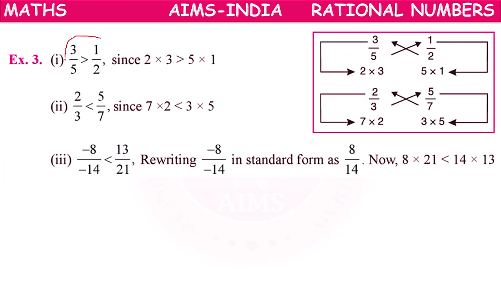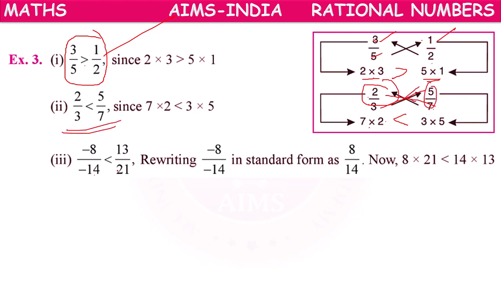So here, they have given 3 by 5, 1 by 2. 3 2 times 6, 5 1 times 5. 6 is greater than 5. So the first rational number is greater than the second one. In this second one, 2 by 3, 5 by 7. 2 7 times 14, 3 5 times 15. 14 is less than 15. So the first rational number is less than the second one.